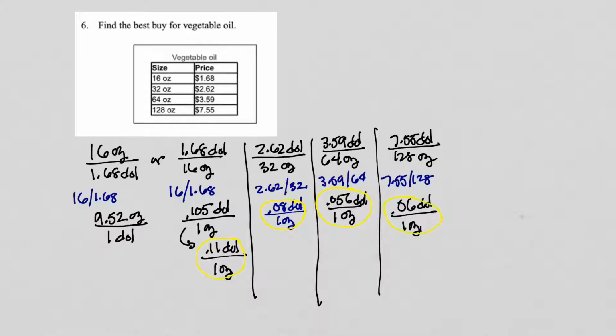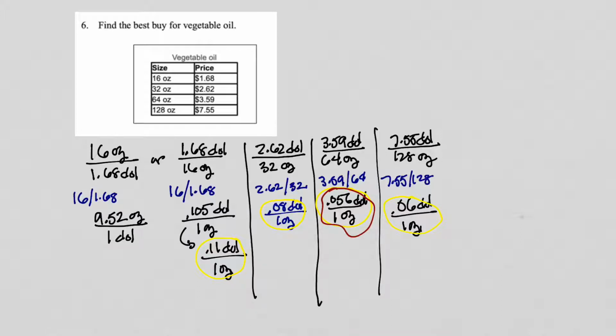Now let's compare. How much does it cost per ounce? The first one is about 11 cents per ounce. The second one here is about 8 cents per ounce. This is better. This is a little less than 6 cents an ounce. This one is 6 cents an ounce. Looks to me like this is the best one here. This is the best buy. It's a little bit less than 6 cents an ounce. So let's say that this is going to be the best one here.